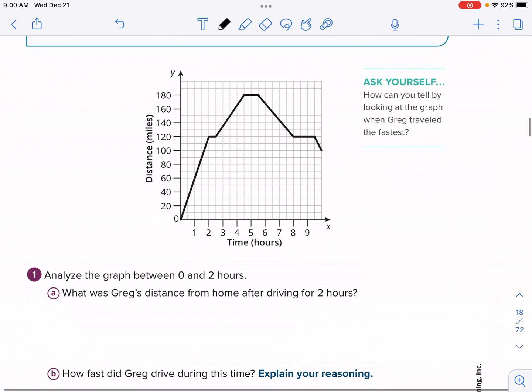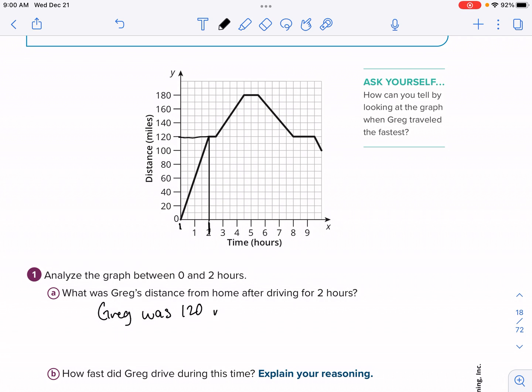Okay. So with this, number one, it says analyze the graph between 0 and 2 hours. What was Greg's distance from home after driving for 2 hours? So we're looking from here to here. And if you go from here up to the graph, you can find out how far Greg went. So I'm going to erase this, but Greg was 120 miles from his home after driving for 2 hours.